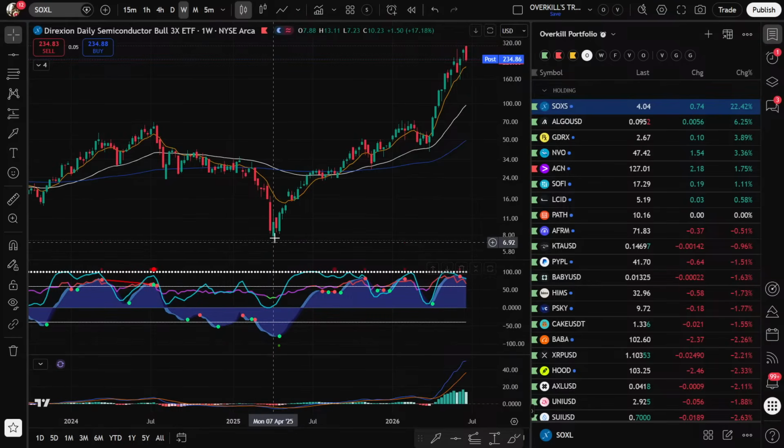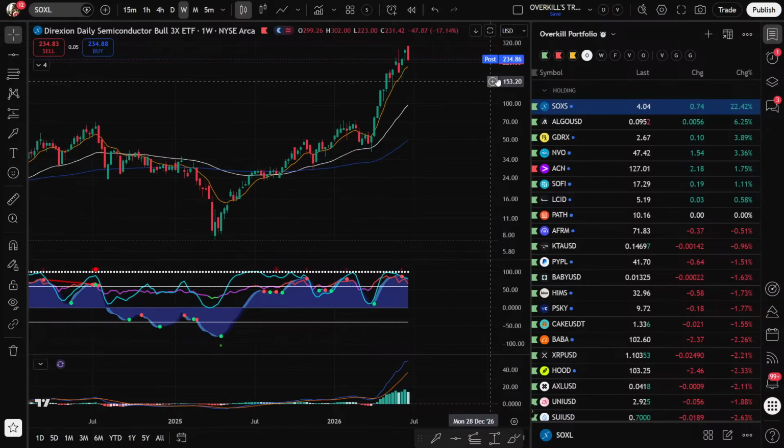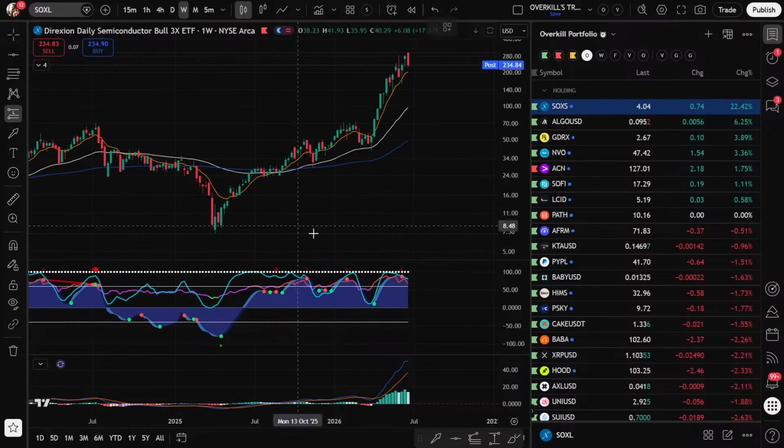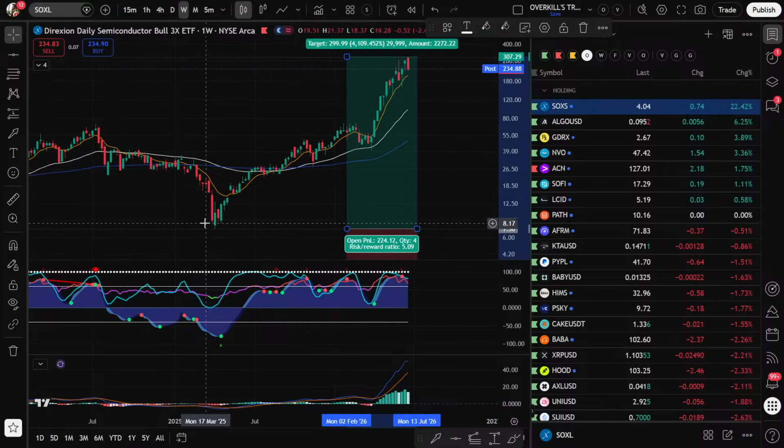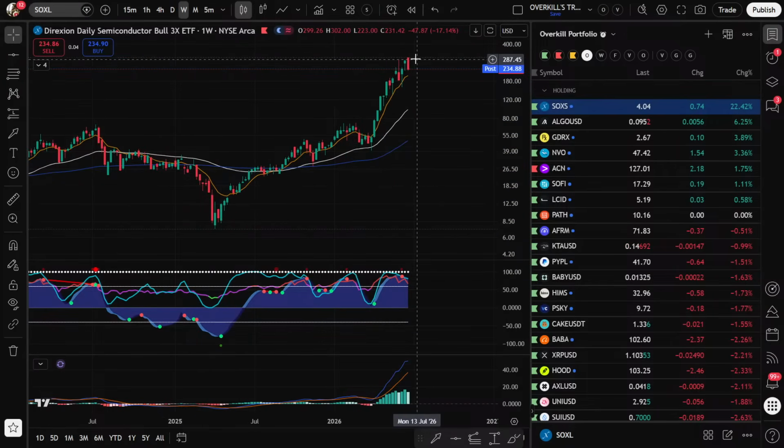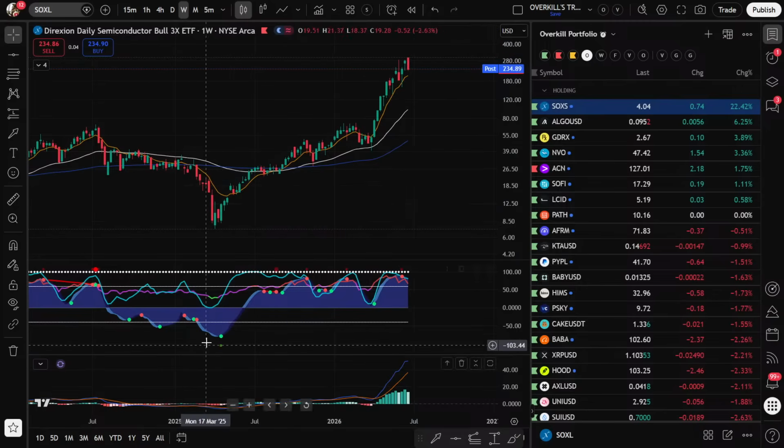We called this out at like $7 or $8. This thing went all the way up to $234 on SOXL. Okay, that was a 4,000% move in just over a year. 4,000% if you guys bought this.